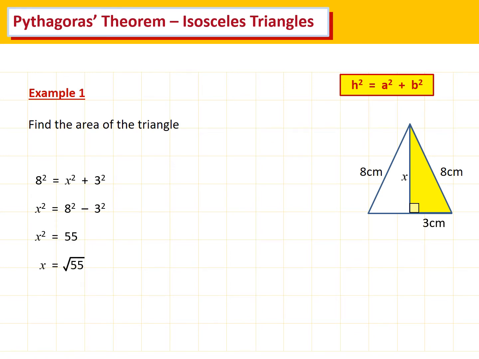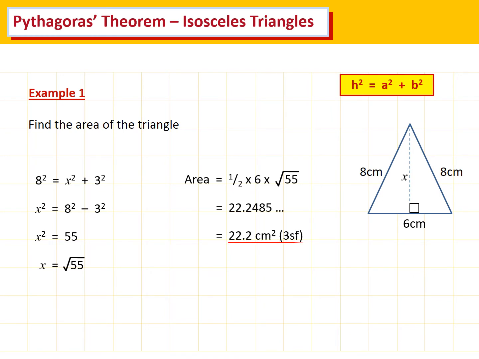Now, in order to find the area of the triangle, we're going to use half the base times the height, and remember the base is 6 centimeters of the isosceles triangle. So it's a half times 6 times root 55. Tap that in our calculators, and we're rounding off in this case to 3 significant figures.